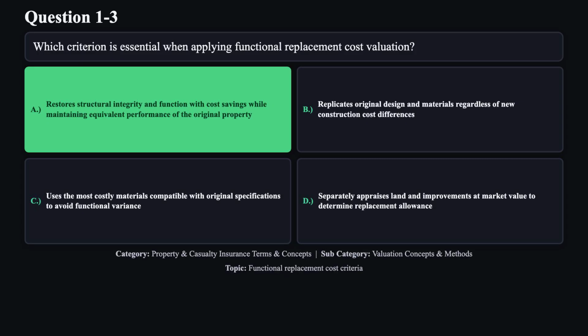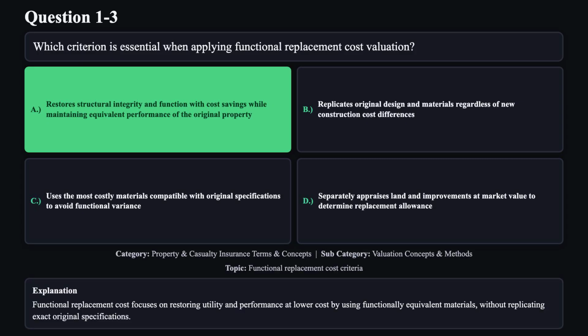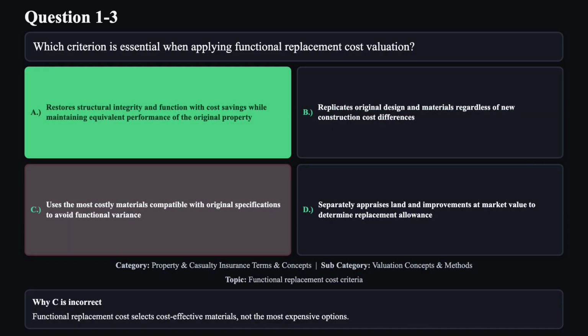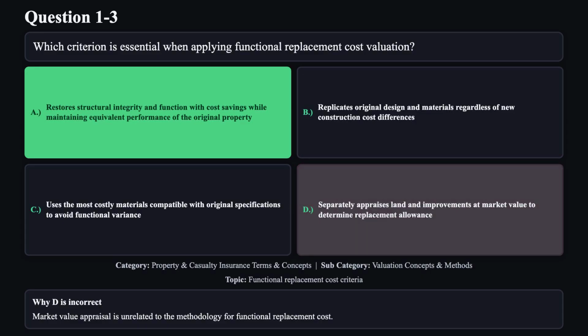The correct answer is A. Functional replacement cost focuses on restoring utility and performance at lower cost by using functionally equivalent materials without replicating exact original specifications. Reason B is not correct. This describes exact replacement cost, not the alternative materials approach central to functional replacement cost. Reason C is not correct. Functional replacement cost selects cost-effective materials, not the most expensive options. Reason D is not correct. Market value appraisal is unrelated to the methodology for functional replacement cost.